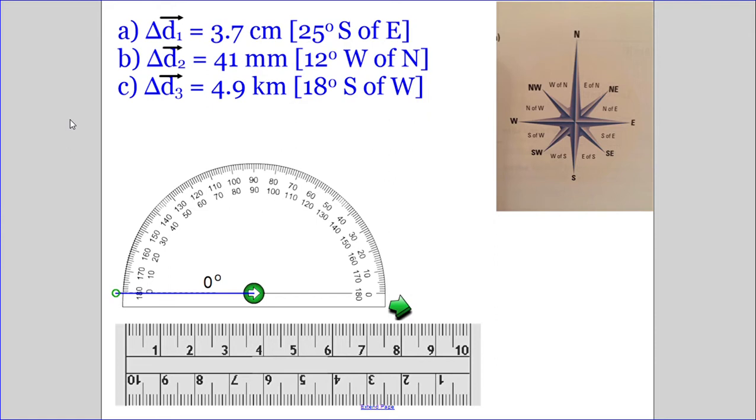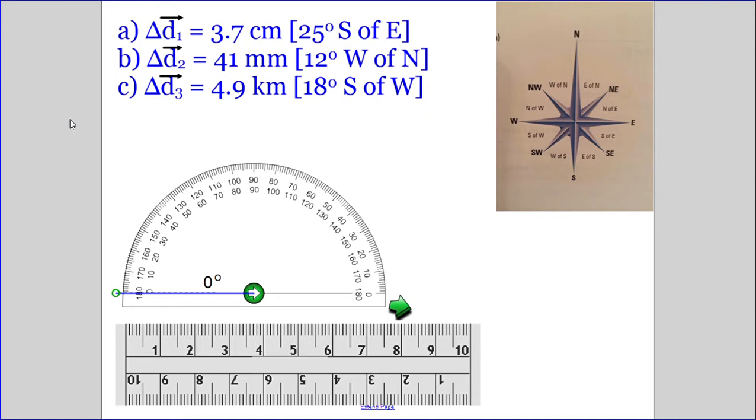The ruler on the bottom, we're just going to pretend that that ruler represents the centimeter values that we need, and so we're going to read those moving forward, just in the numbers that we would need to get. So let's get an idea for our angle, and in this case I see 25 degrees south of east.